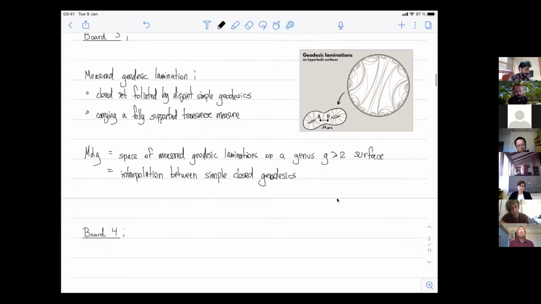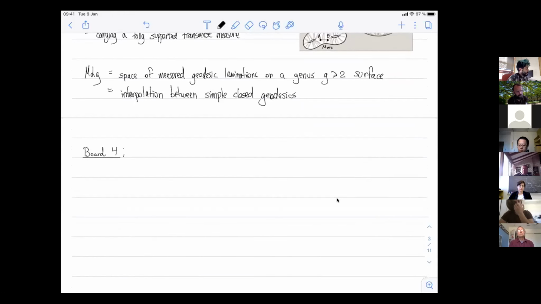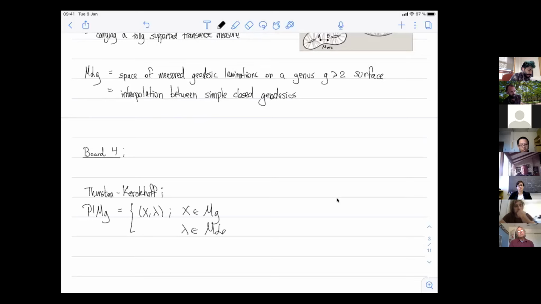And once we have this space, the idea going back to work of Thurston and Kerckhoff is that we can have a bundle, which we'll denote by P1Mg, which is the bundle of unit length measured geodesic laminations over moduli space. So better said, it is pairs (x, lambda), where x is a surface in moduli space and lambda is a lamination, and the length of lambda with respect to x is one.